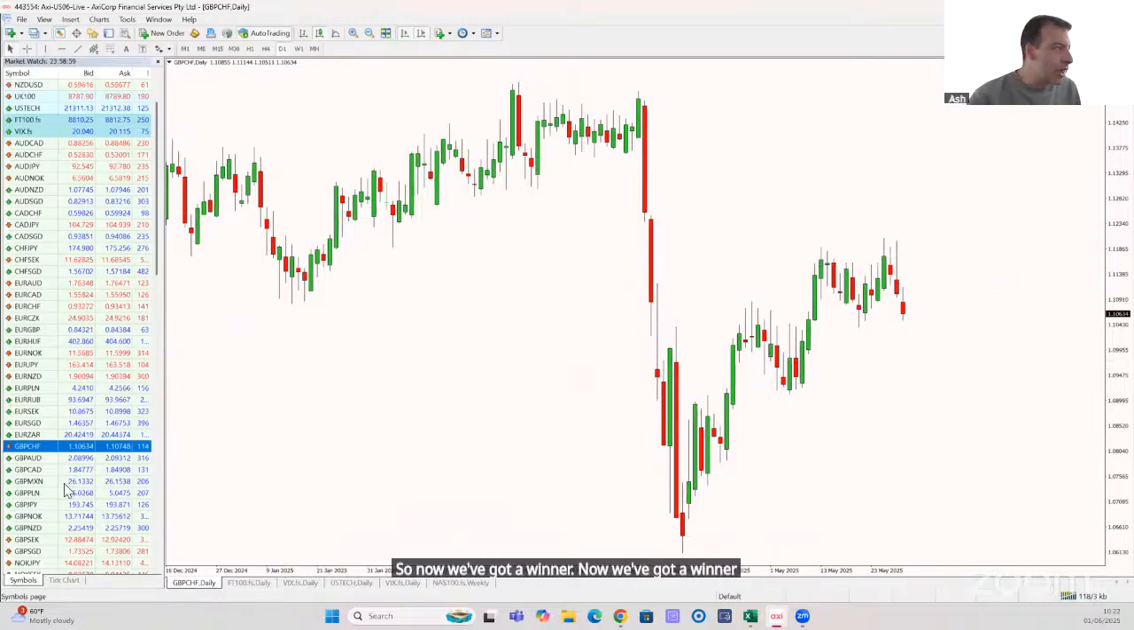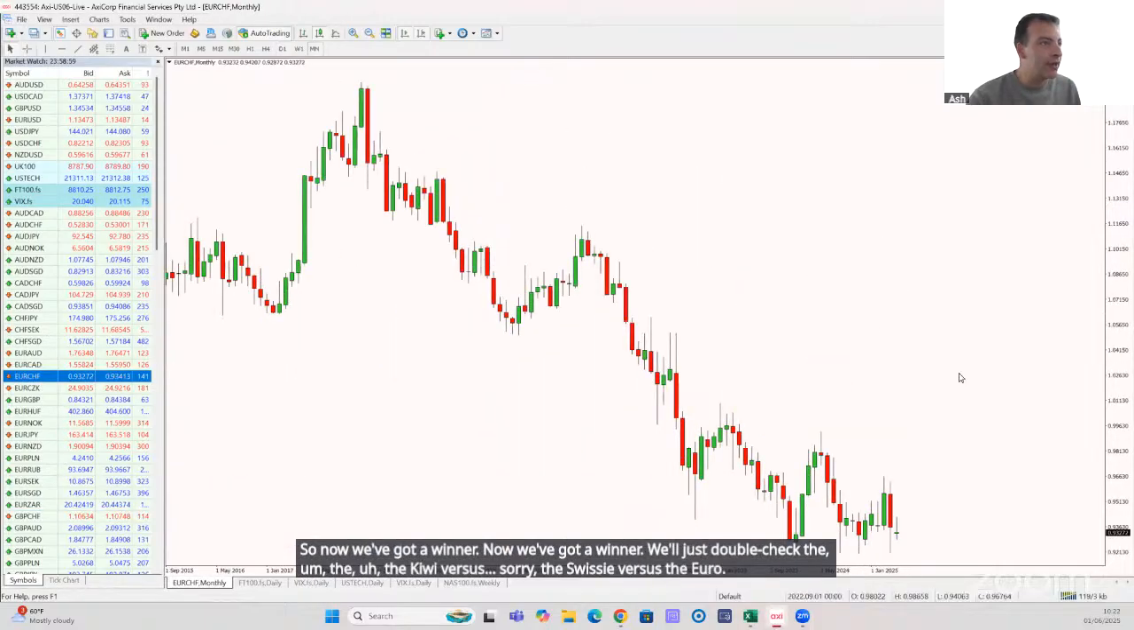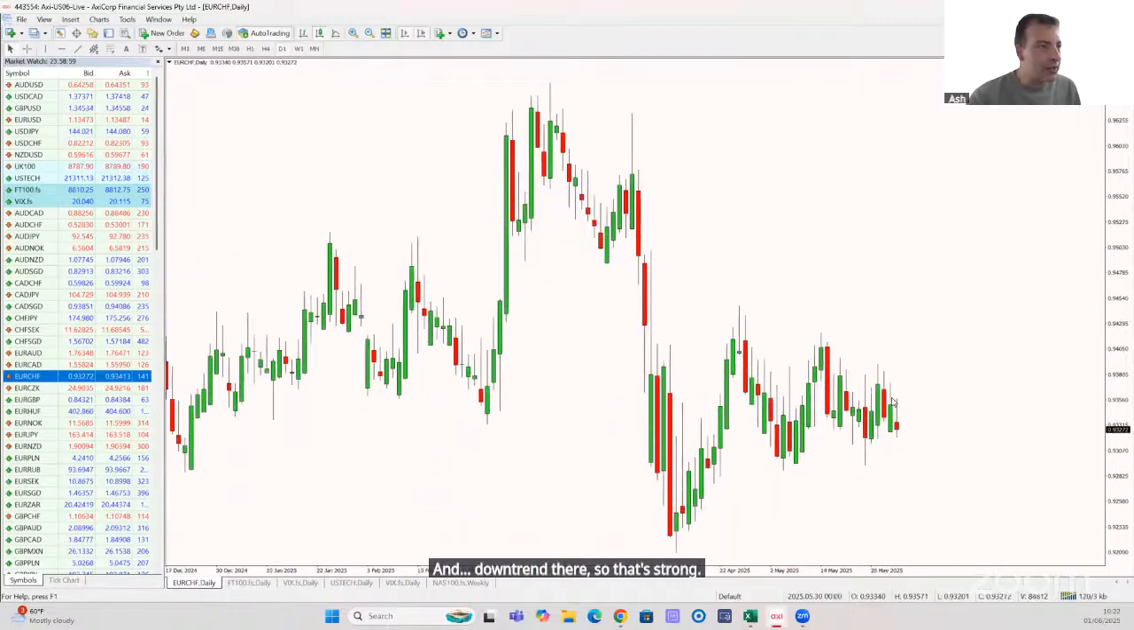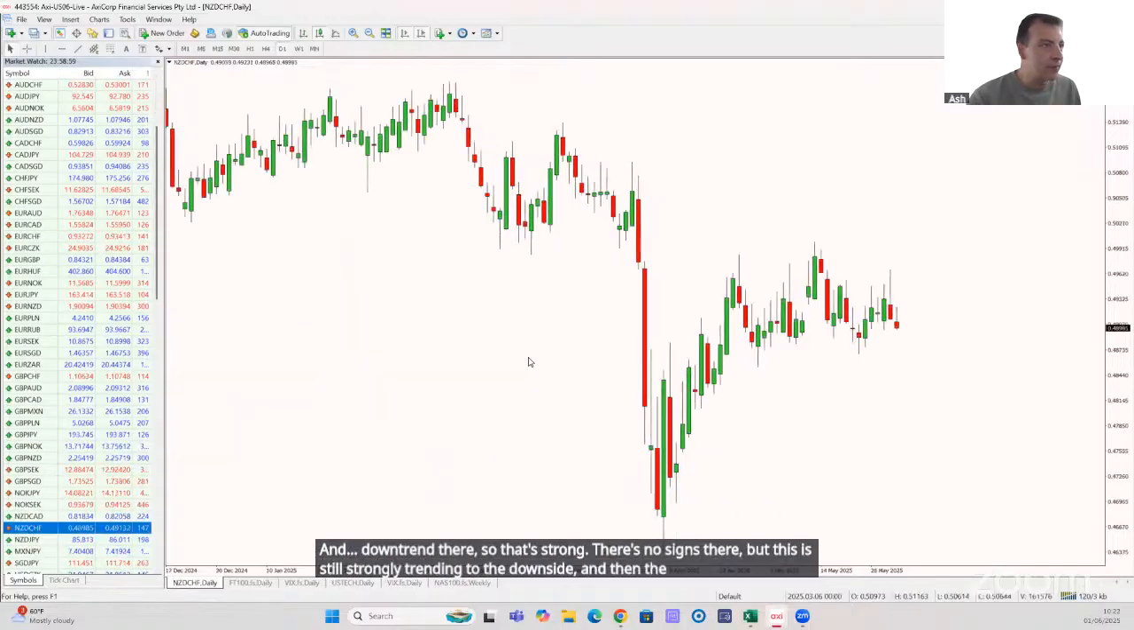We'll just double check the Swissy versus the Euro, and downtrend there. So that's strong. There's no signs there, but this is still strongly trending to the downside. And then the Kiwi Swiss.